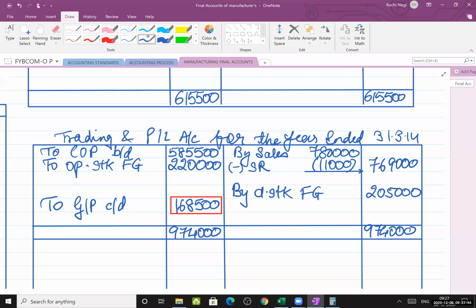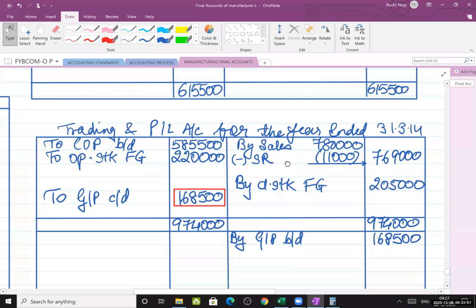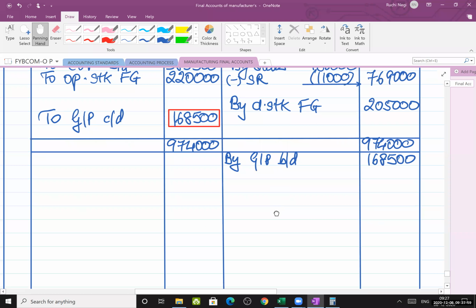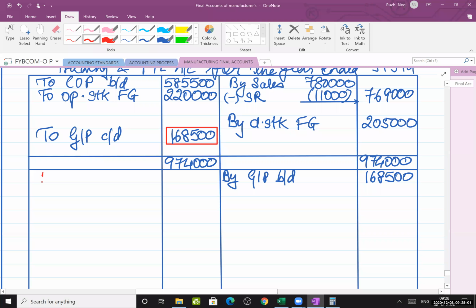Okay. Take this GP down in the P&L account. By GP brought down 1,68,500. Okay, so you can combine P&L account with trading. Okay, and then start with to admin or office expense. It is the same thing. You can use either of the terminologies. Doesn't make a difference.